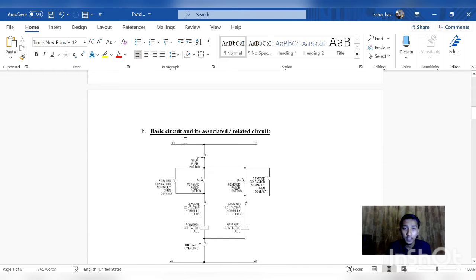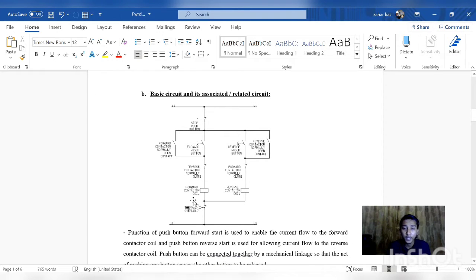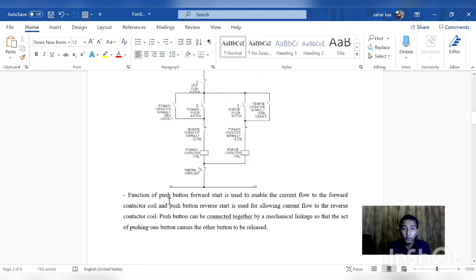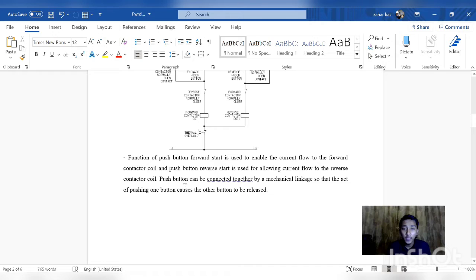Next, basic circuit. This is the diagram for the basic circuit. The function of the push button forward start is to enable current flow to the forward contactor coil, and the push button reverse start is used for allowing current flow to the reverse contactor coil. Push buttons can be connected together by a mechanical linkage so that the act of pushing one button causes the other button to be released.